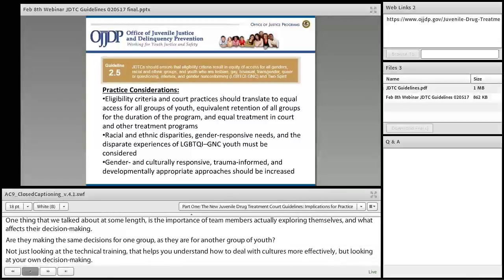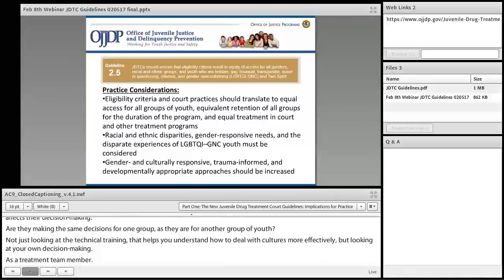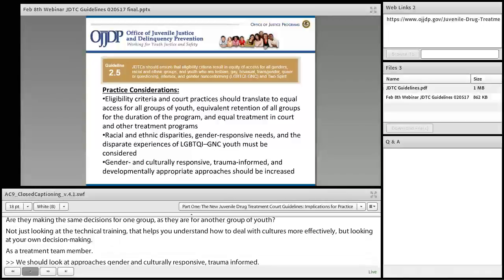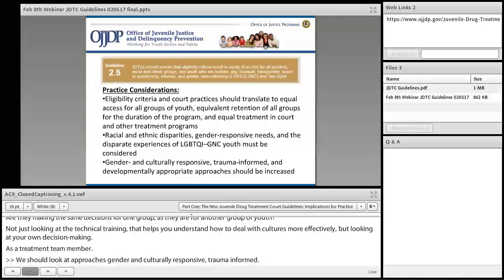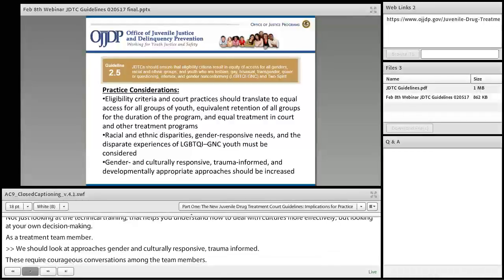We should be looking always at approaches that are gender and culturally responsive, trauma-informed, and developmentally appropriate. These require courageous conversations among the team members, and this is not a guideline that can be easily implemented by book learning, if you will.